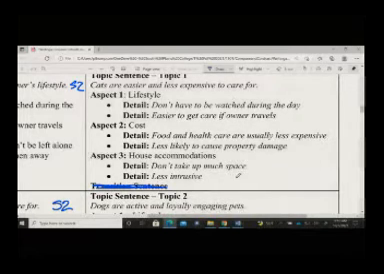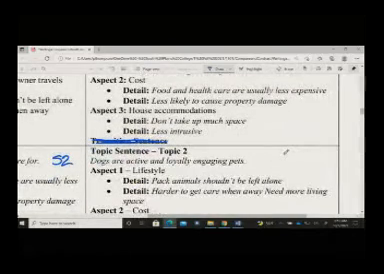Topic sentence 2, dogs are active and loyally engaging pets. Mine are helicopter kitty parents. They wander around the kitten. They watch it. They chased a black cat out from underneath our storage building the other day, and I thought, they chased that cat, but they're not chasing the kitten. Because it's in the house, maybe. Kind of quirky.